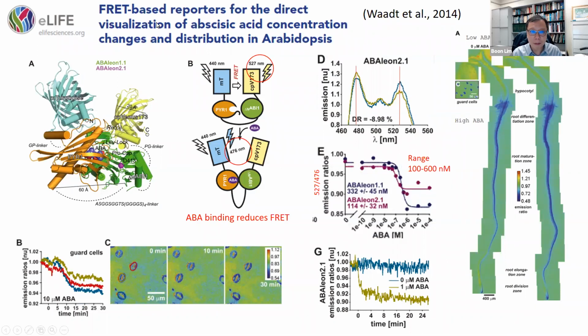So this is a FRET-based sensor to measure a plant hormone, ABA. You can see that when it is a low ratio, it means high ABA. When it has a high ratio, that means low ABA. And we can see its ratio in the root, in the shoot, or even in guard cells.